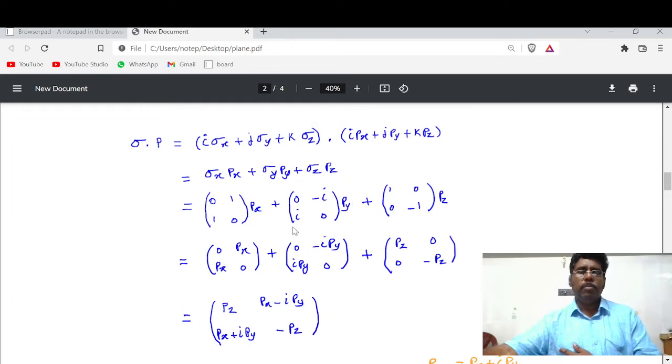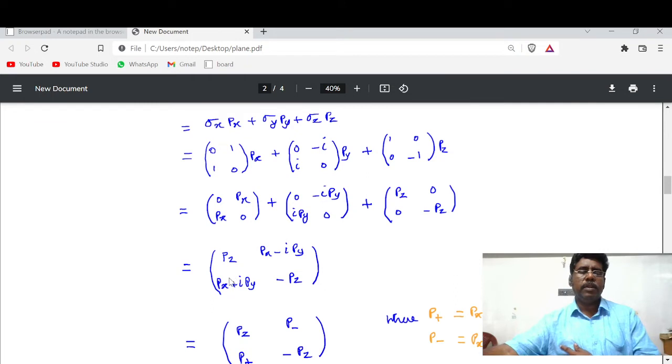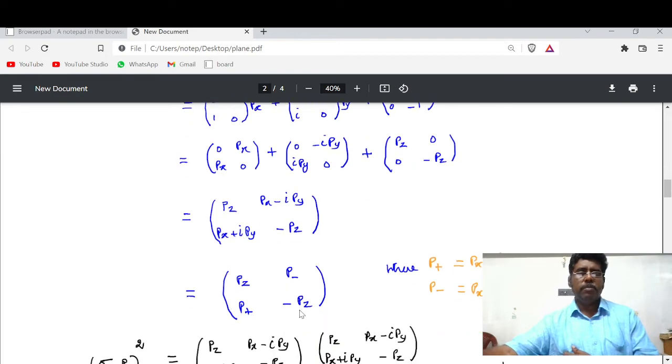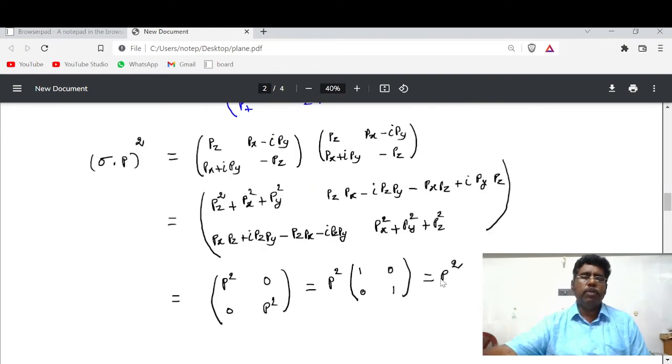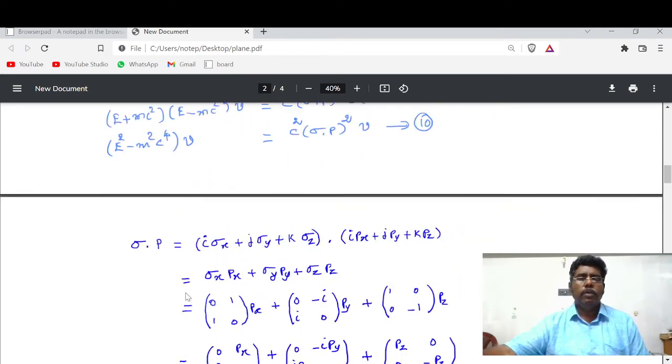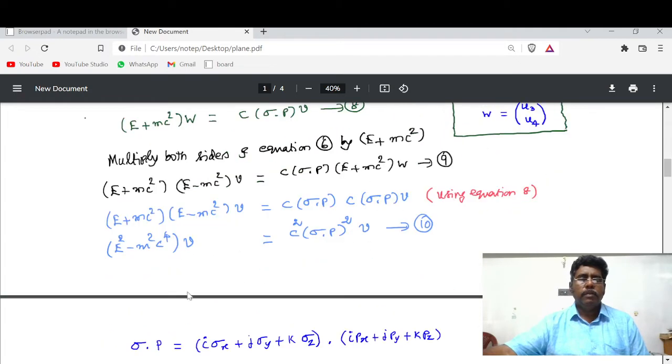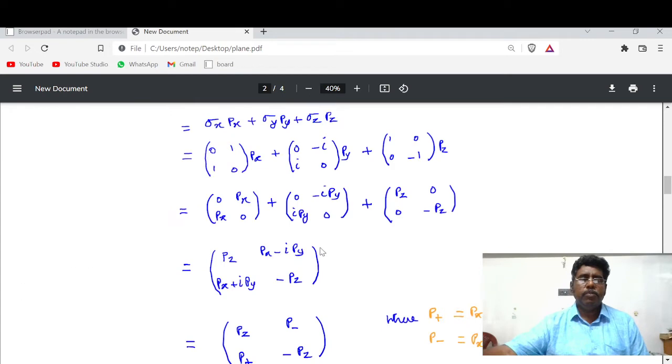If you do the multiplication and addition process, we can get the value of σ·p as pz, px minus ipy, px plus ipy, minus pz. This is our p minus, this is our p plus. So pz, p minus, p plus, minus pz is the value of σ·p. If you make the square, you can get p². So instead of (σ·p) whole square, we can write p².